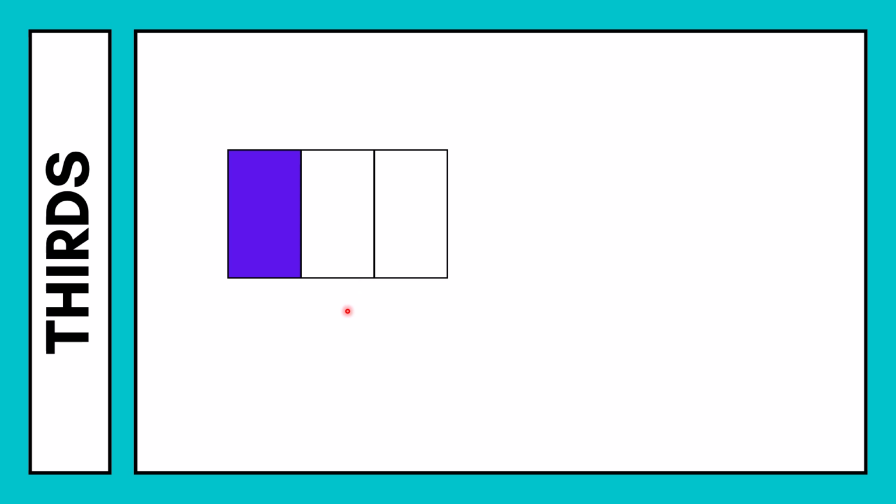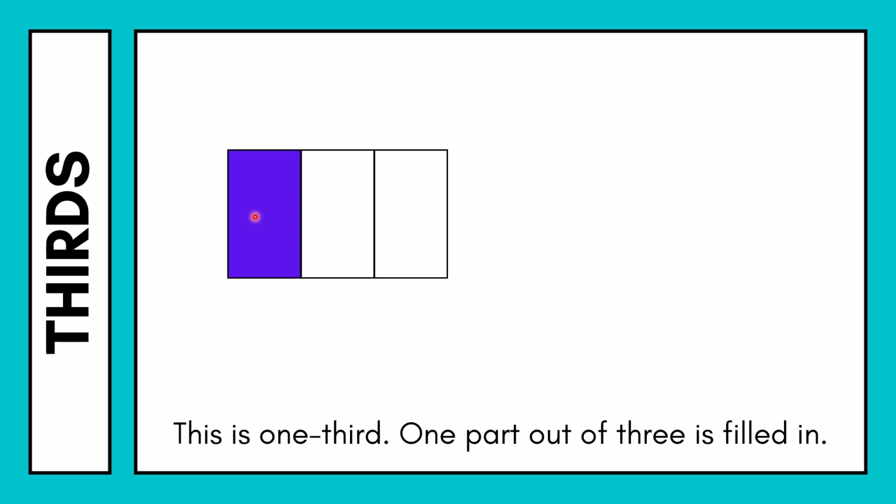So, in this picture, this rectangle is divided into 3 equal parts, right? And one part of this rectangle is shaded. So we can say that 1/3 of the rectangle is filled or shaded violet. Correct? Okay? All right. Great going, kids.